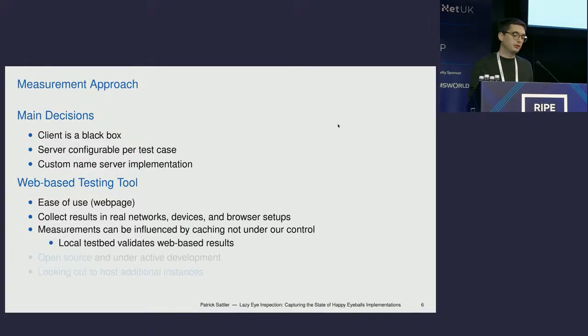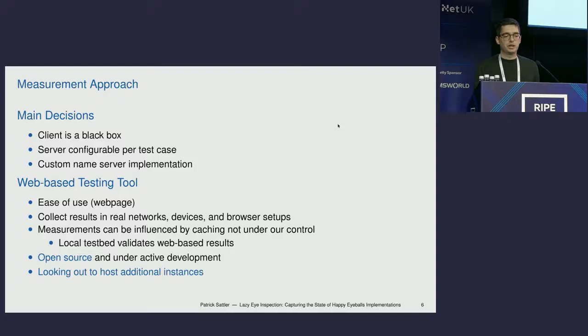But on the other hand, these measurements in real networks can be influenced by caching, which is not always under our control. We try to reduce it as much as possible, but we also performed local testbed measurements to see that what we see on this web-based tool is also confirmed in such an artificial environment. Finally, our code is all open source, and we are also actively developing and adding new features to this tool.